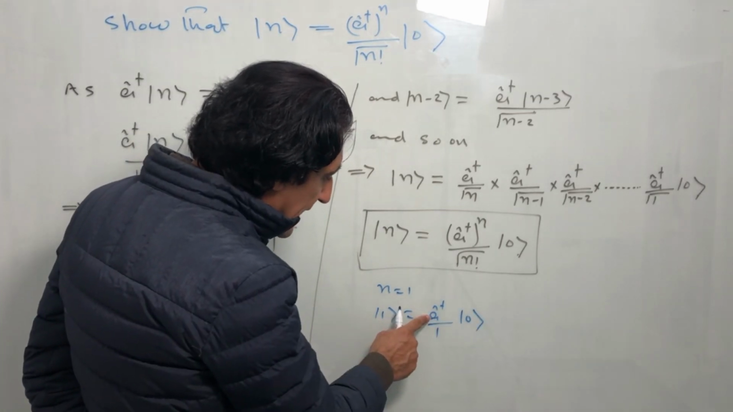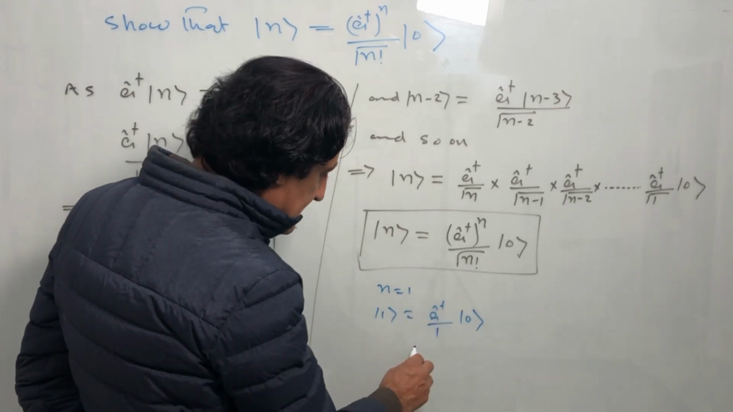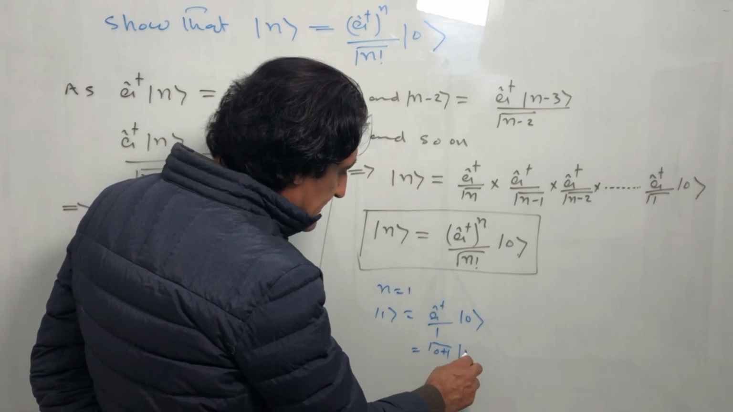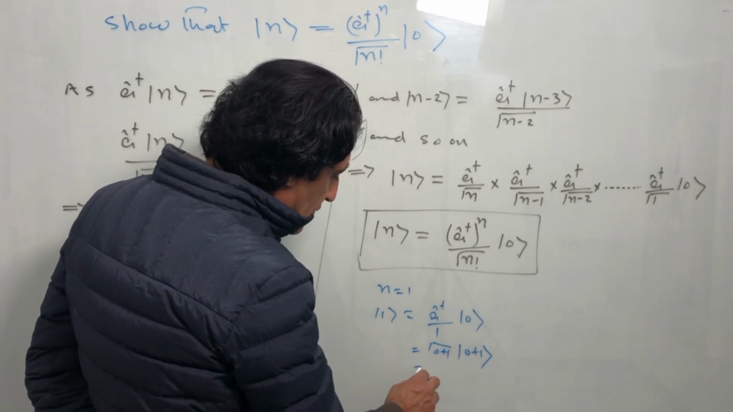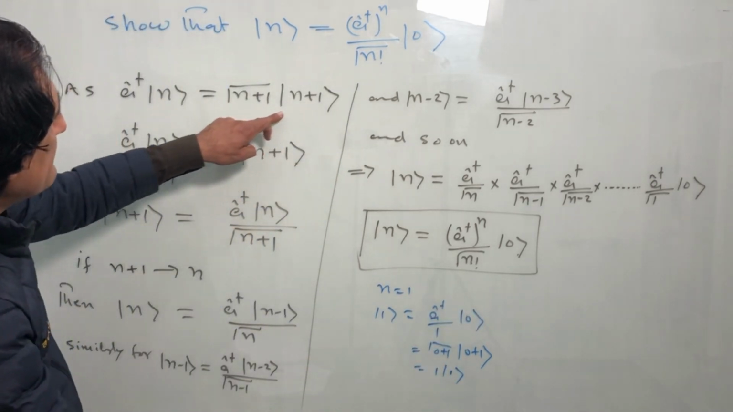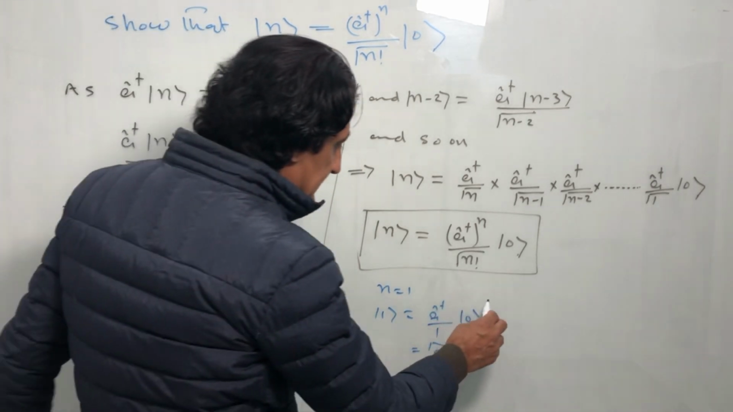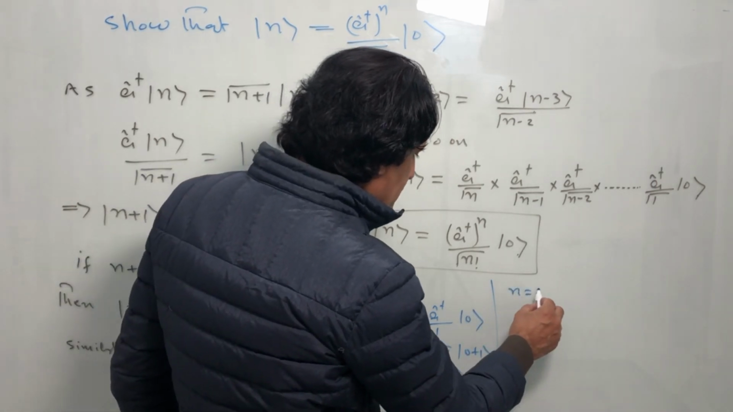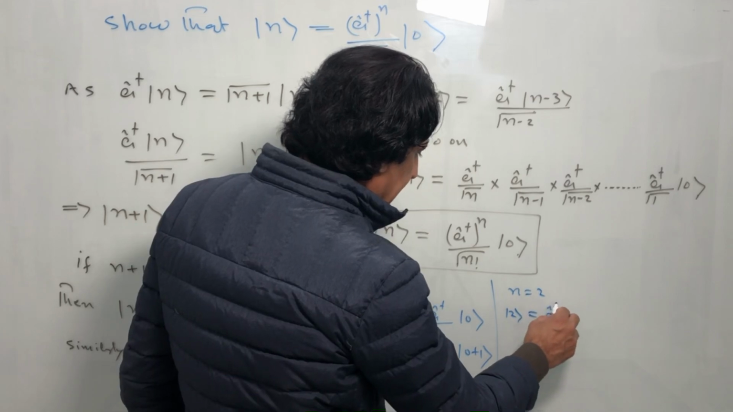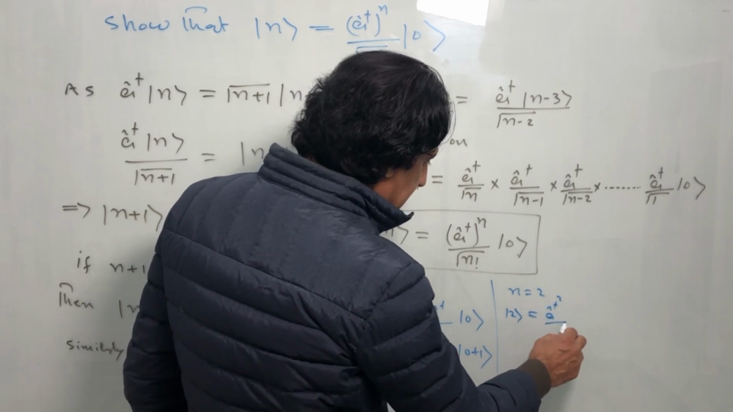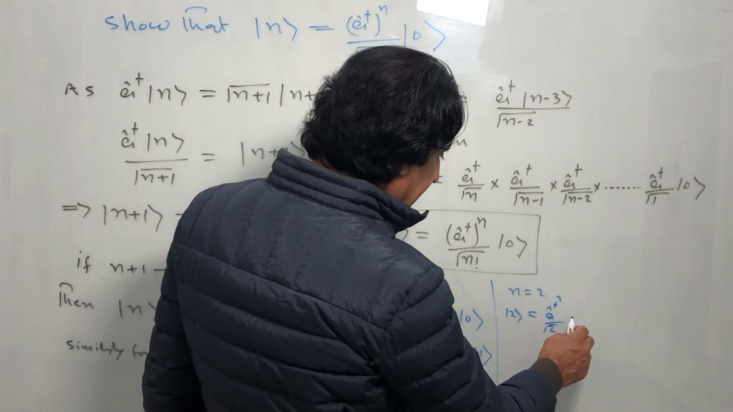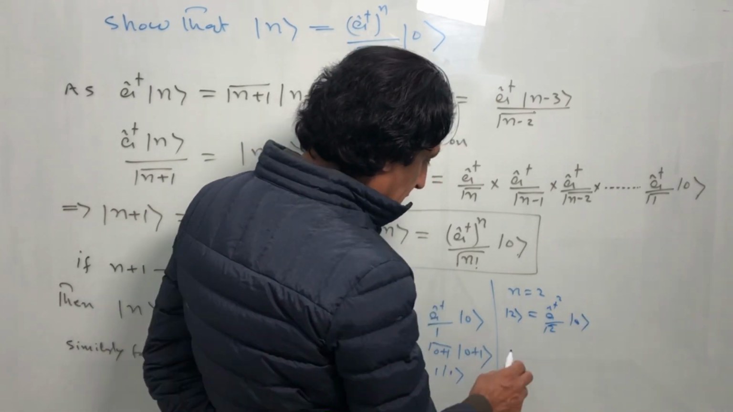And if we apply this operator on a vacuum state, then we must have 0 plus 1 and 0 plus 1. So we have 1 and 1. So 1 photon can be generated using this relation. And for n is equal to 2, we have 2, which is equal to a dagger square divided by 2 factorial under root, and here 0.